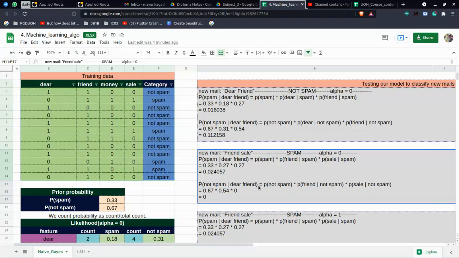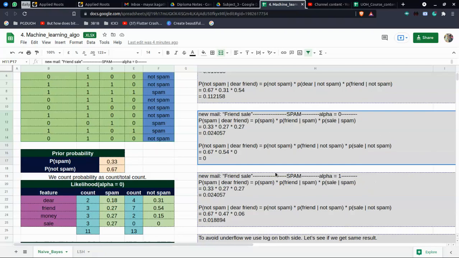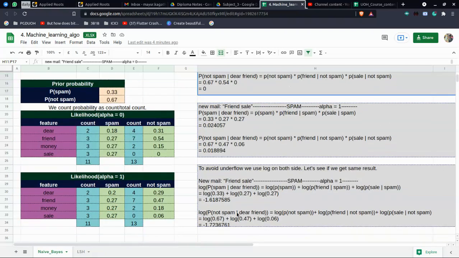Correct. So if you take log, it would be log of spam plus log of the likelihoods, so multiplication would be converted into summation. But it will still hold true: if you take log, the result would be similar, spam to spam.